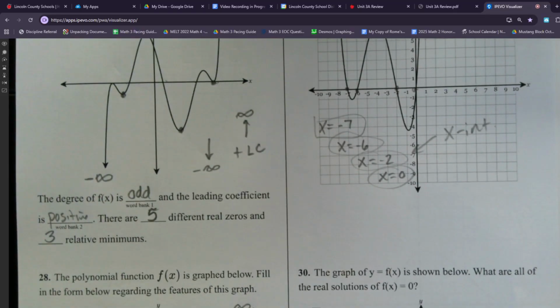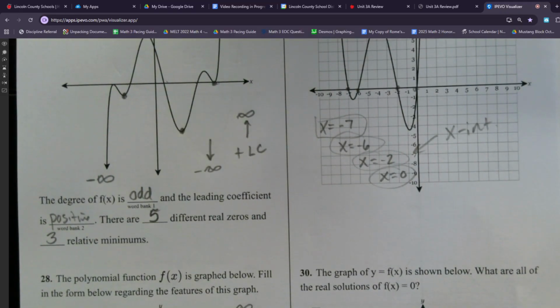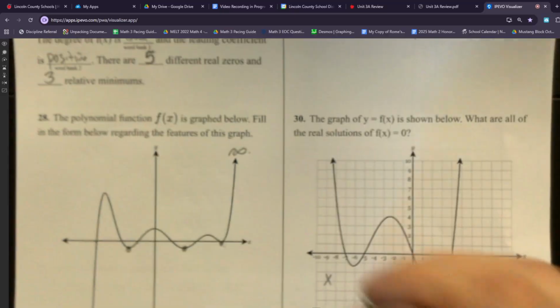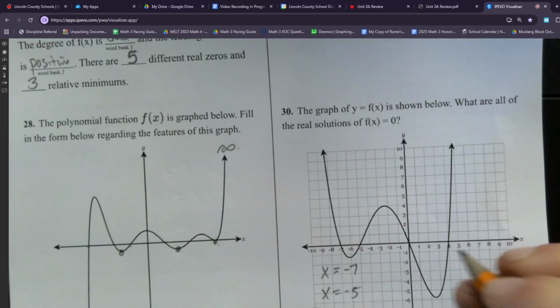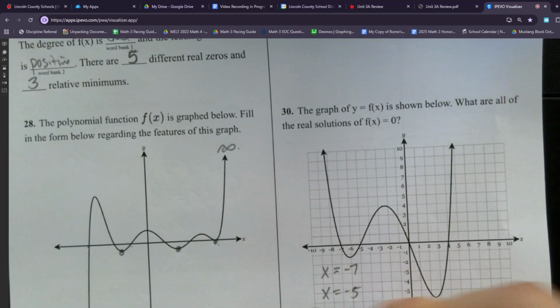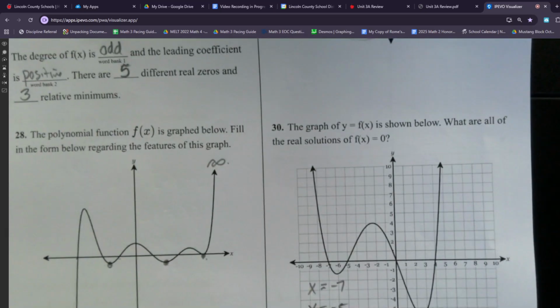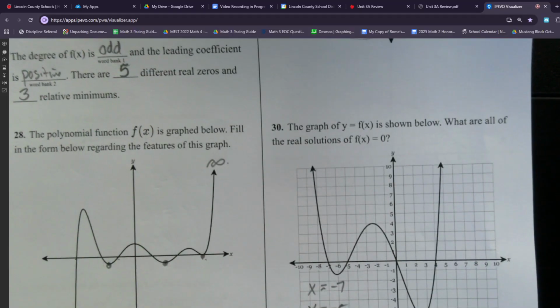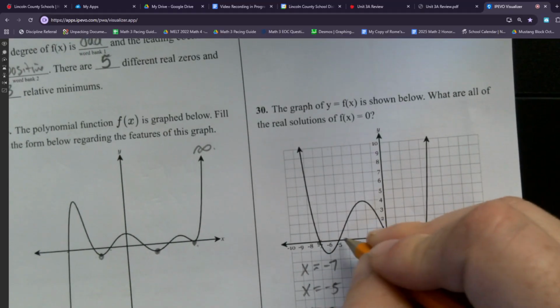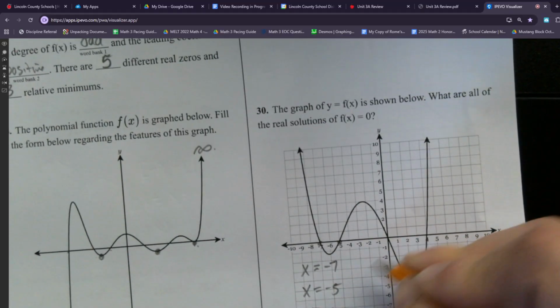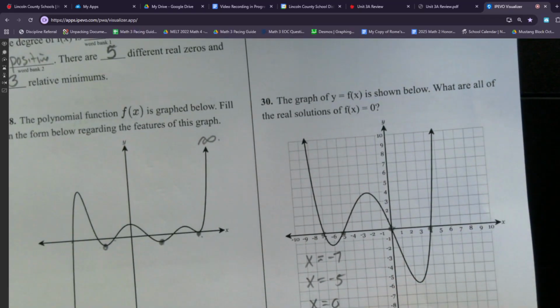All right, same thing here. I got one at -7. X equals -5. X equals 0. X equals 4. So if you're looking at these type of problems, what are the real solutions of f of x equals 0? You're just looking for x-intercepts. So -7, -5, I got them listed out here. X equals 0 and x equals 4. All right.